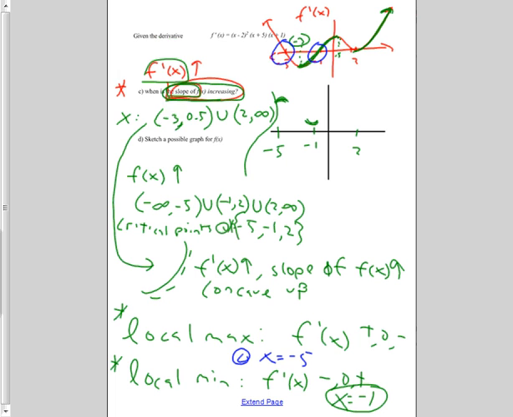We know that the slope is increasing from -3 to 0.5, so that means that it's concave up from -3 to 0.5. And it's also concave up from 2 to infinity. So therefore, in between 0.5 and 2, the slope is decreasing, since it's not increasing. We're going to have a decreasing slope until 2, and then it starts increasing again.